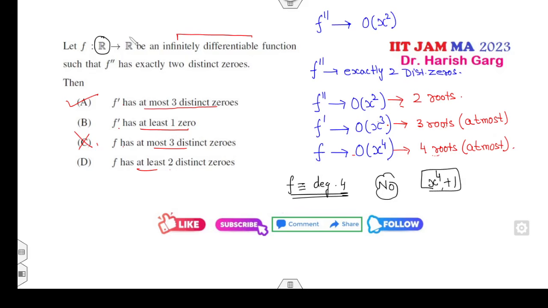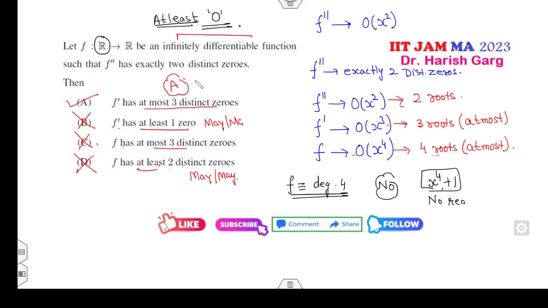How many roots does the polynomial f have over the reals? It may have no real roots. So how many real roots can any polynomial have? At least 0. So at least 2 may or may not be true. It may or may not be. But it will help in discarding options. At least 1 zero may or may not be. So the right answer is only A, the correct answer of the problem.